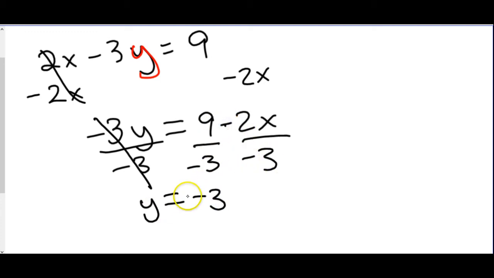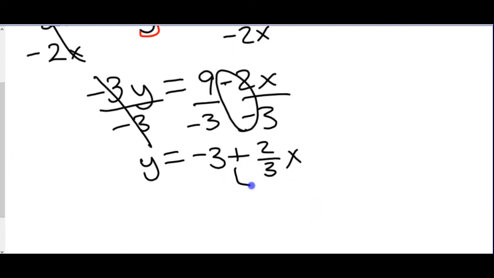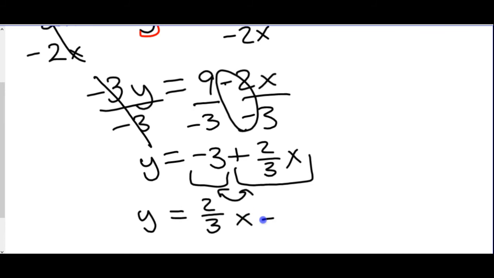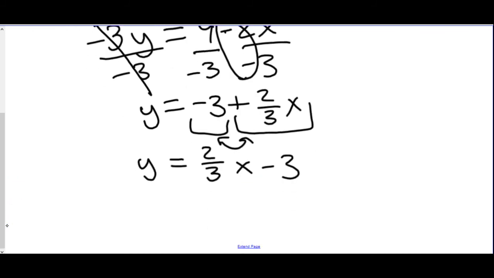-2 divided by -3 would be a fraction, a decimal, 0.66666. But usually we want to leave it as a fraction, so we just worry about the signs. A negative divided by a negative is a positive. So then the last thing is, this is in the wrong order. X should come first. So if we just flip-flop them and switch the order, we'd get y equals 2/3 x minus 3. So the slope of a line perpendicular would be the same as the slope of this line, or 2/3.